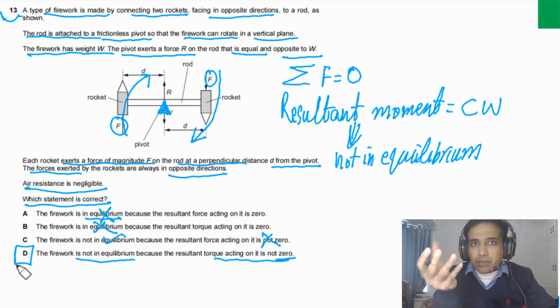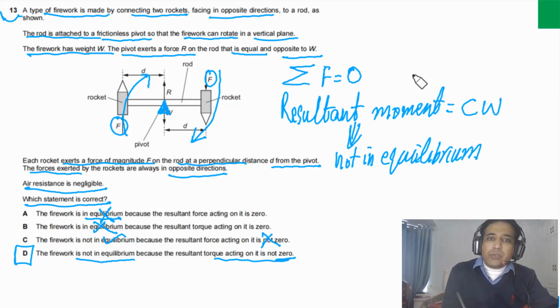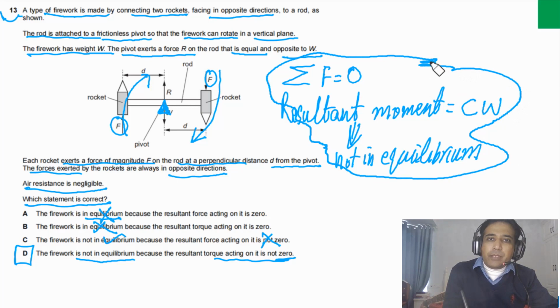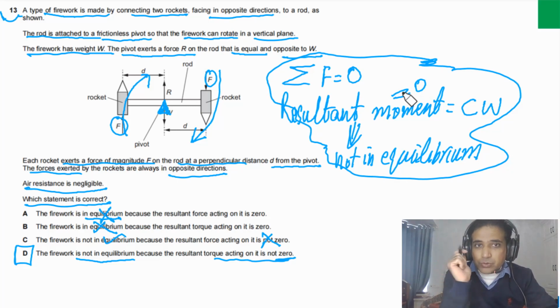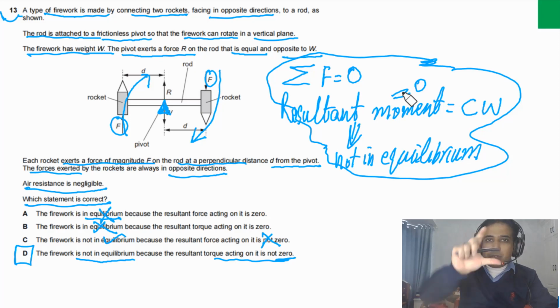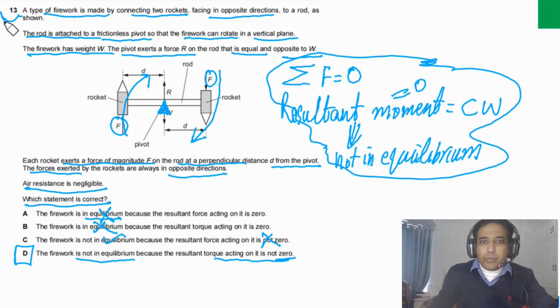So this is how you can answer this one. The main concept is this one. If it was in equilibrium, the resultant moment has to be equal to 0. As in this case, the resultant moment is not equal to 0, it means this is not in equilibrium. So this will be rotating. So it has a clockwise moment.